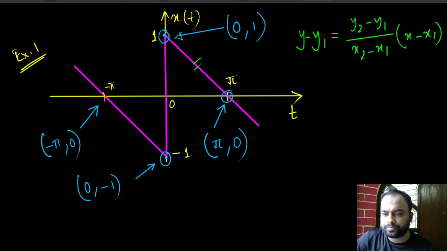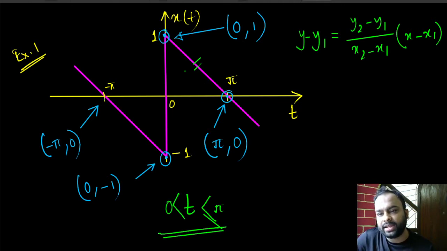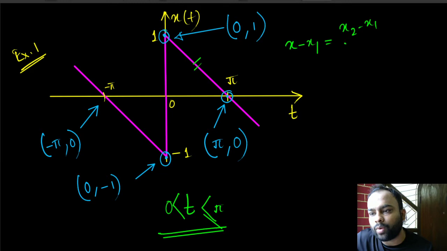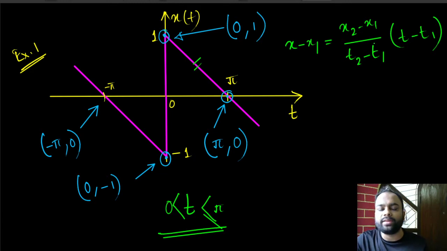So for this portion, when time is between 0 and pi, we are talking about this portion. This is a straight line, and this passes through these points. For our convenience, y is actually x, and x is actually time. The horizontal axis is time, and the y-axis is the amplitude axis. So instead of writing this, we shall be writing x minus x1 equals (x2 minus x1) by (t2 minus t1) into (t minus t1). That will be our expression for the straight line.